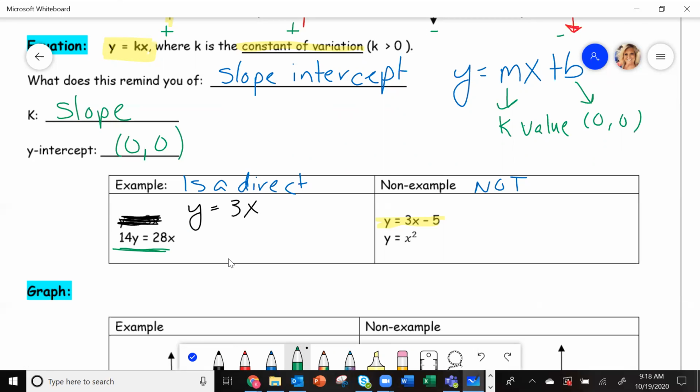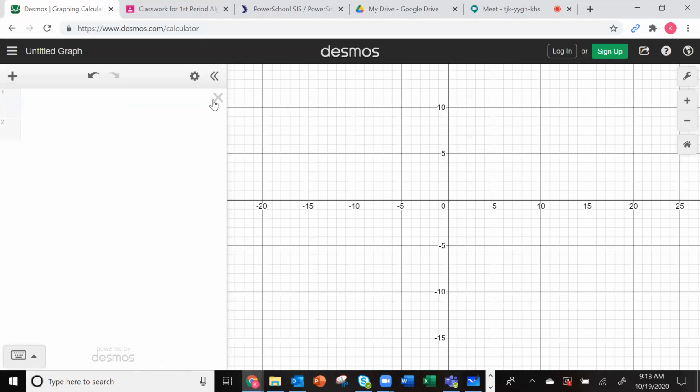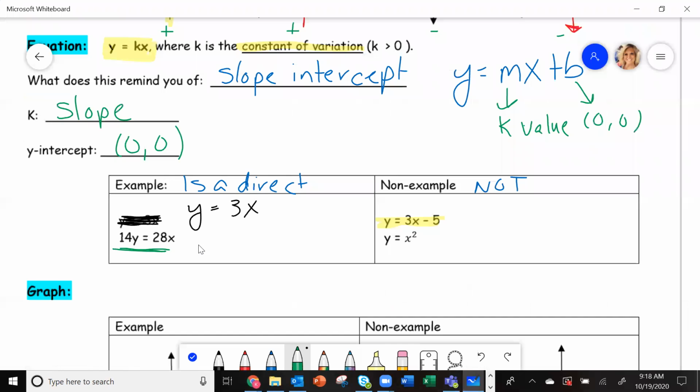It says 14y equals 28x. So we'll do 14y equals 28x. It graphed it for me. Now remember, here's one of them. Does it go through (0, 0)? Yes, it does. From left to right, is it going up? Yes, it is. It's got a positive slope. So this one is just fine. We just had to fix the other so that it had a positive slope.